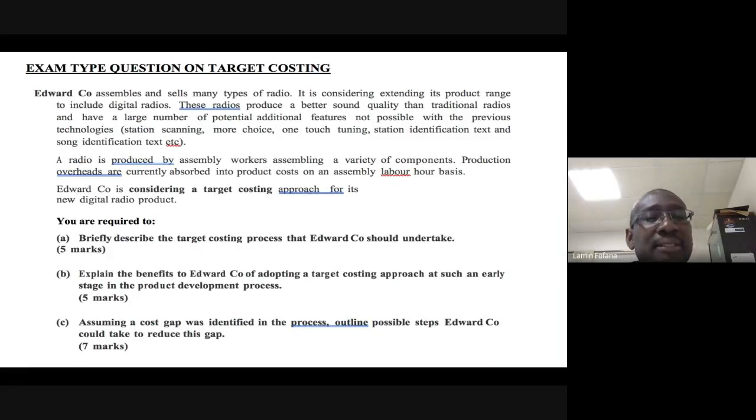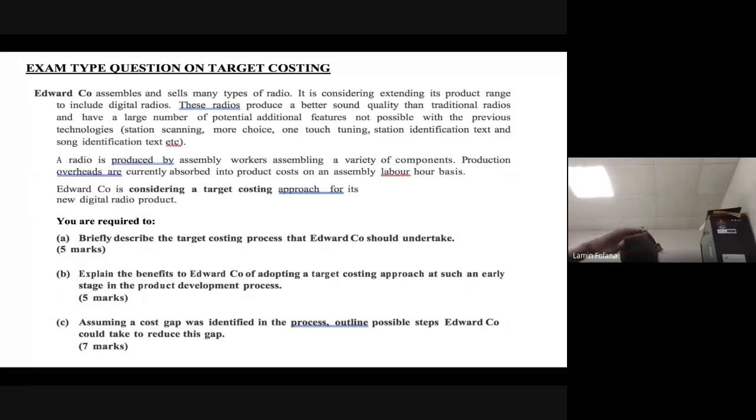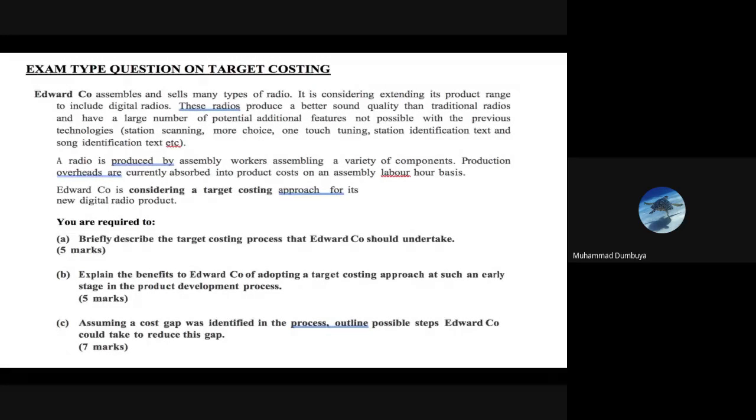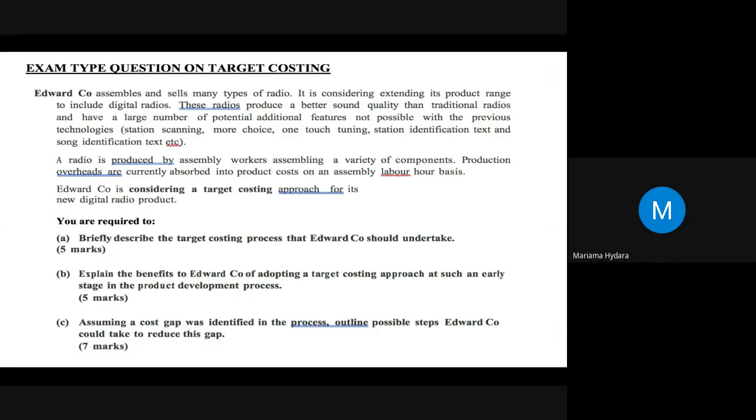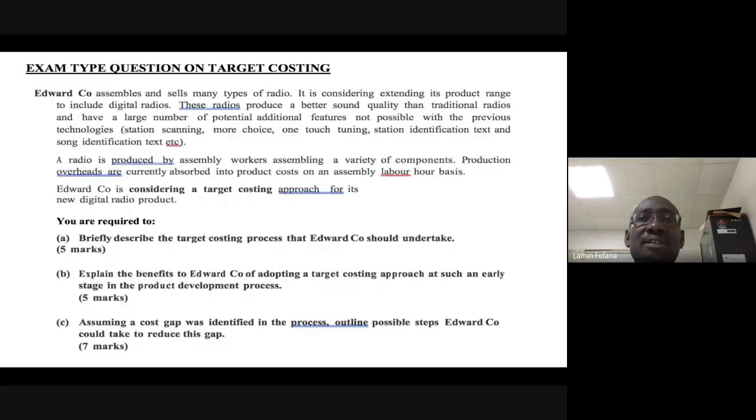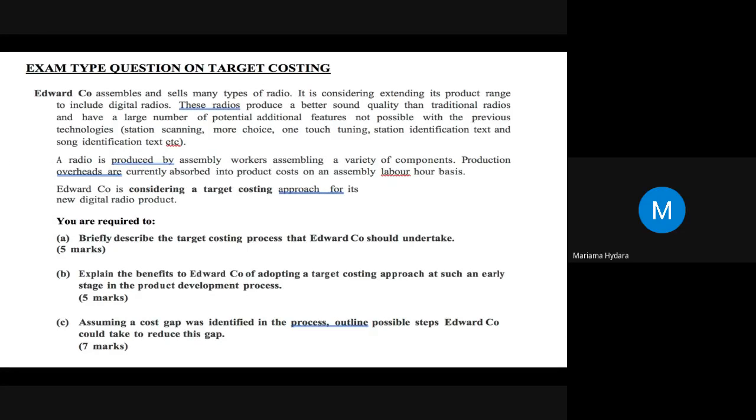So let's look at the A part. It says, briefly describe the target costing process that Edwards Company should undertake. So can you tell us what's the first thing Edwards Company should do? What's the first thing they should do? Market research on digital. So they should do a market research on which market are they going to look at? The digital radio market. You said it, Hydra. Exactly. The digital radio. So they do a market research in the digital radio business.